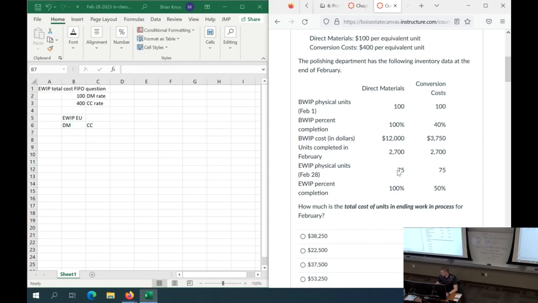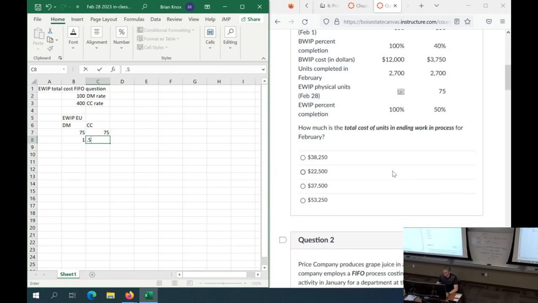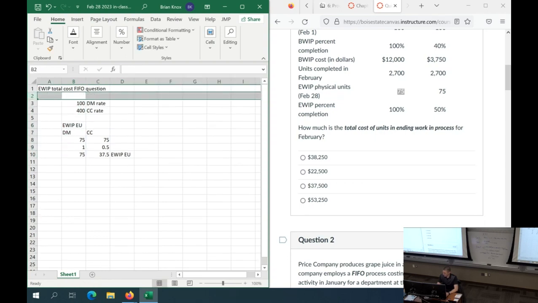So we have our physical units, 75. Okay, let's start with that. And then they're 100% complete with respect to direct materials, and they're only 50% complete with respect to conversion costs. So I can multiply out there and get ending WIP equivalent units. So like I said, we need to multiply these rates. Oh, let's make that prettier then.